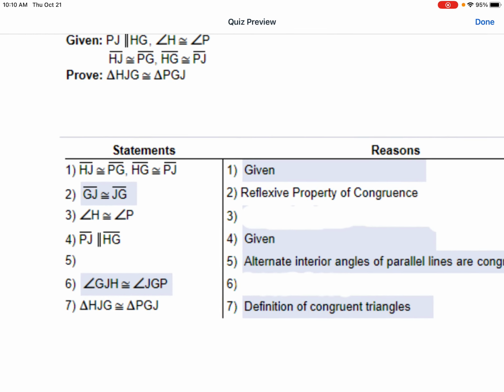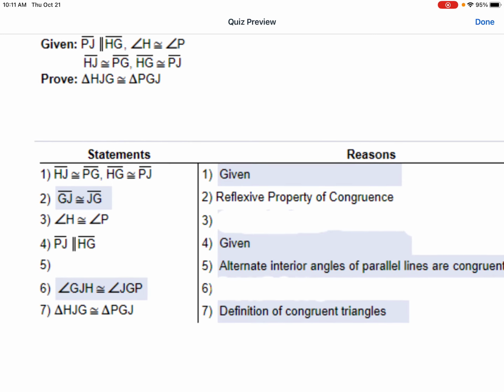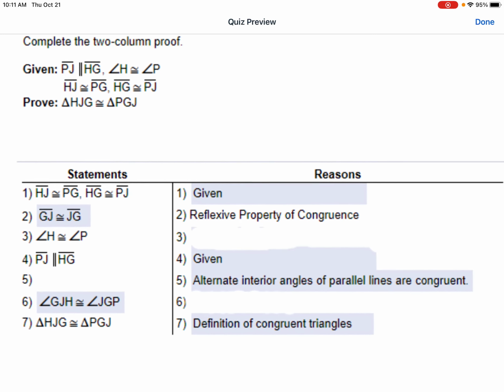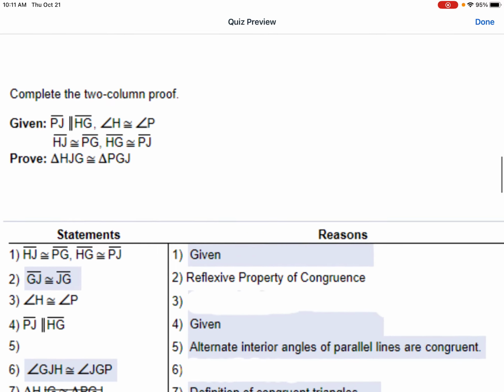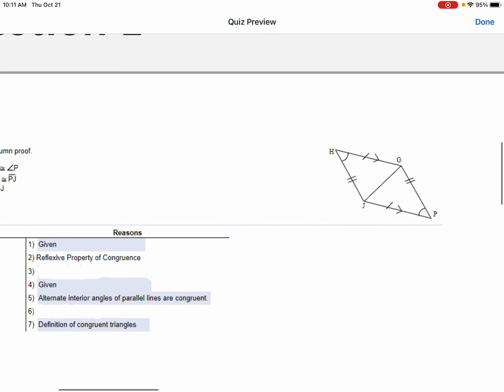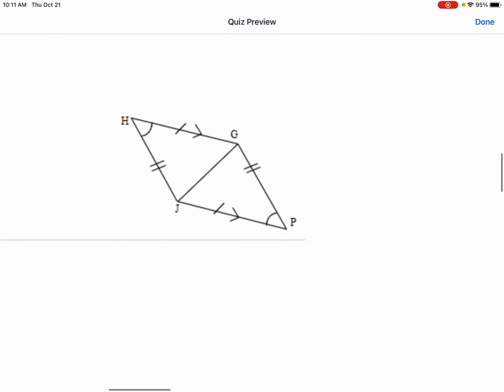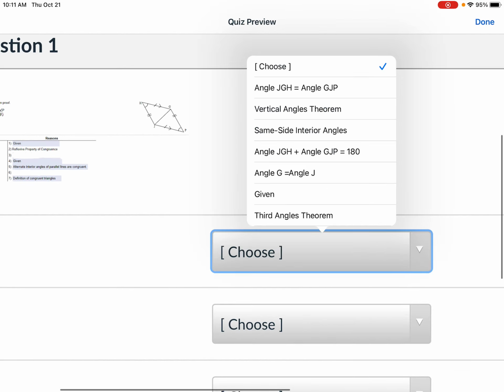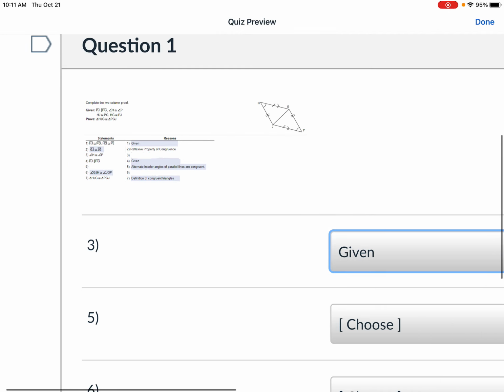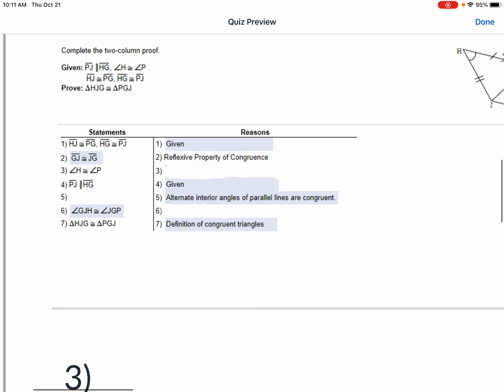Item number 3, angle H is congruent to angle P. Well, that information is given way back up here at the top. That's given. If you were only looking at the picture, you could see that angle H and angle P both have 1 ring. So obviously, step number 3 is given. All right. Number 4, PJ is parallel to HG. That is also given. Okay.